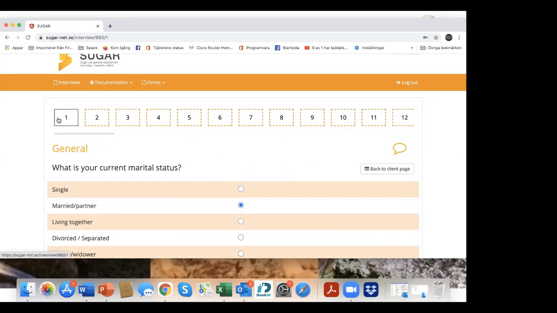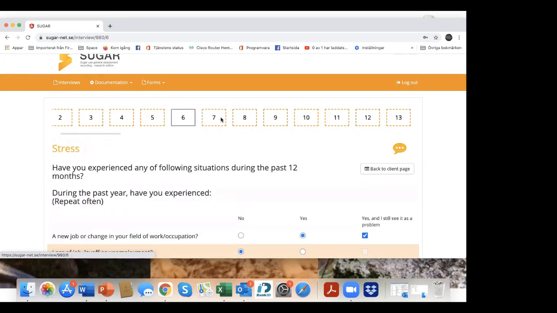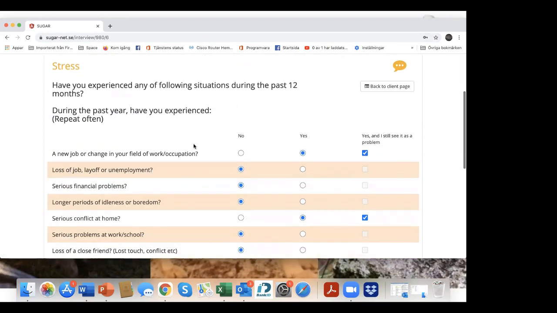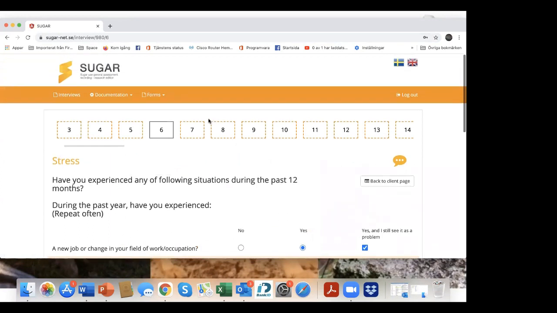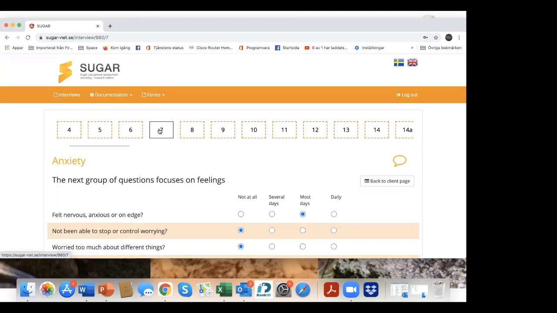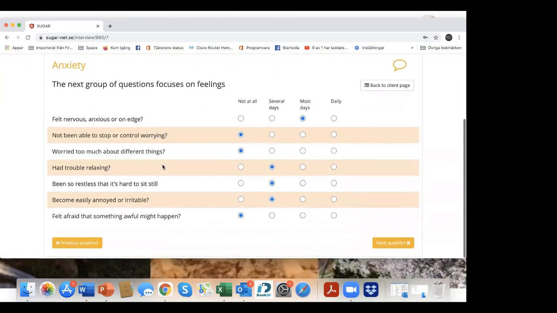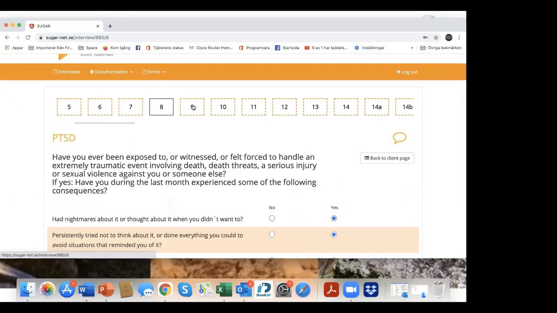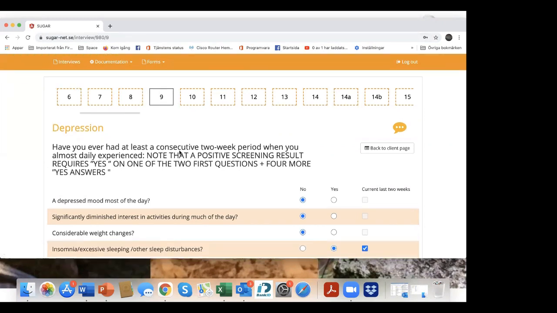So there are, of course, a lot of general questions in here that you add, and I'm not going to go through all of these with you, but there are questions about stress, occupation, how many kids you have, and so forth. Then there is a stress profile in here. And then we have anxiety. We have the GAD-7 in here. We have questions about PTSD. And we have questions about depression. It's a regular depression screening instrument.